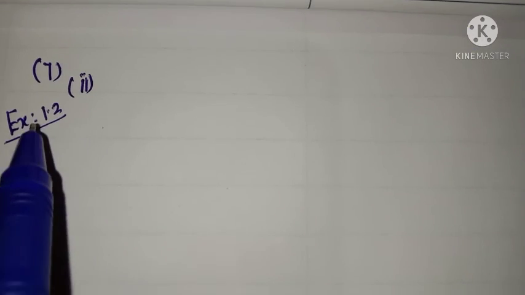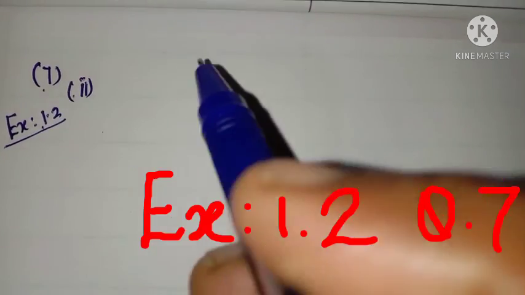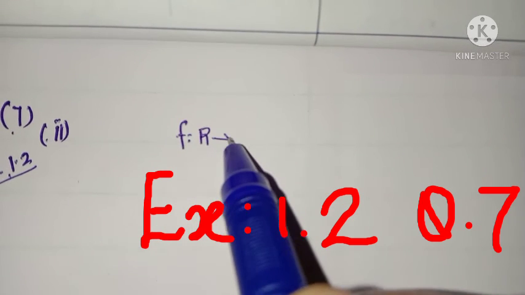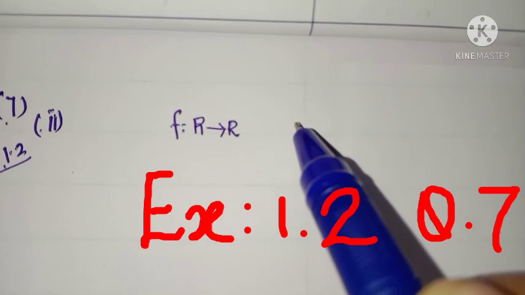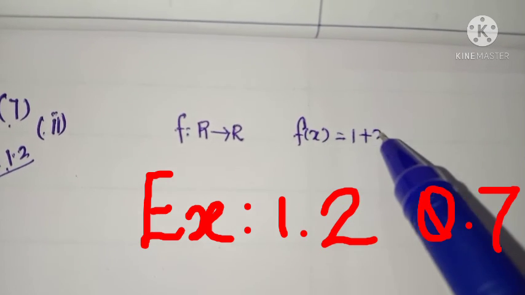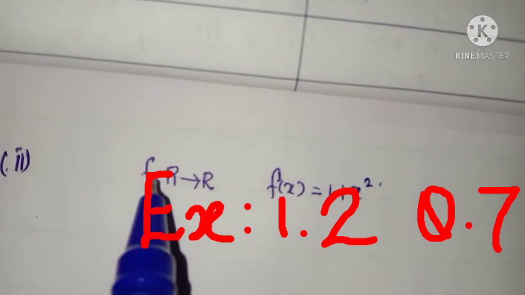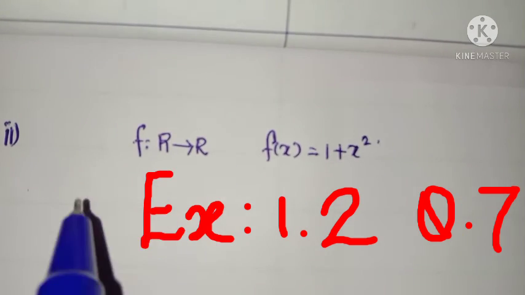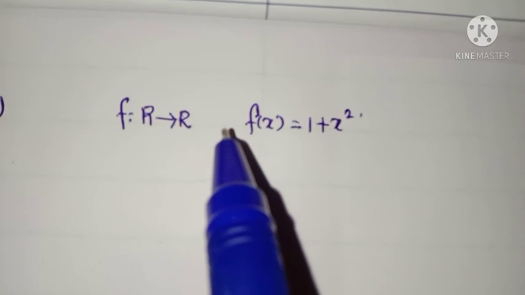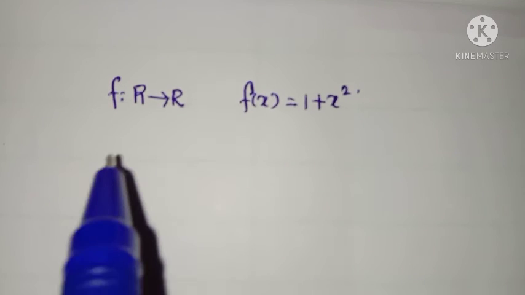Now listen, the question: Exercise 1.2, question number 7, second sub-question. f is a function defined from R to R, defined by f(x) = 1 + x². Listen, the function is defined on the set of all real numbers. We want to find whether the function is one-one or onto.